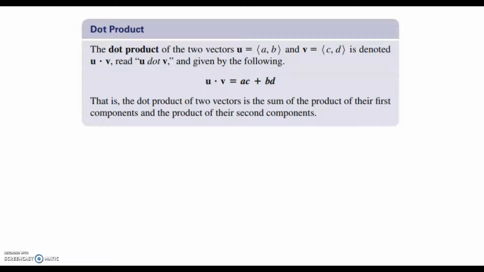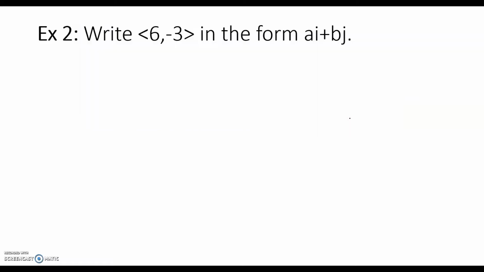Oh, before we do that, we're also going to talk about the dot product. It's like multiplying two vectors. So the dot product of vectors u and v, if u is defined by (a, b) and v is defined by (c, d), is denoted u dot v, and is given by the following: a times c plus b times d. So you multiply the horizontal components and you multiply the vertical components, but you add those together. So the result ends up being a number and not an actual vector. Alrighty. So the dot product of two vectors is the sum of the product of their first components and the product of their second components.